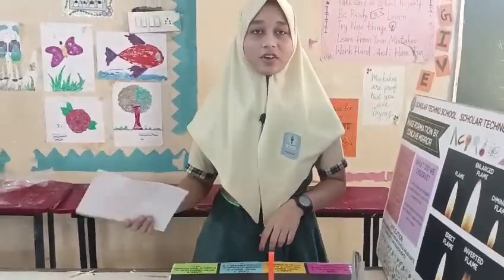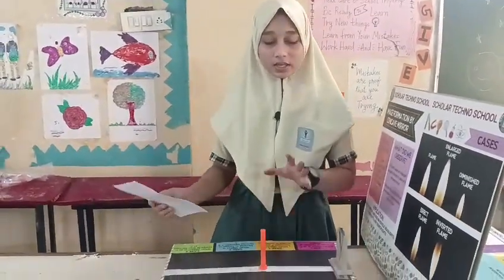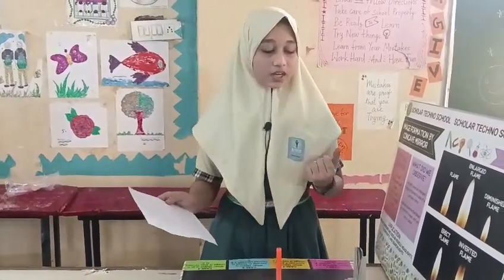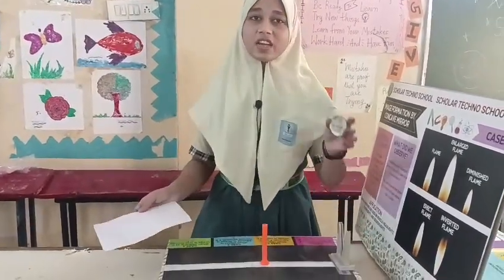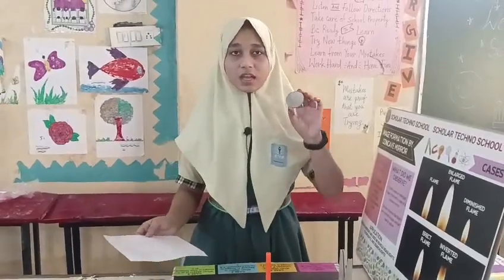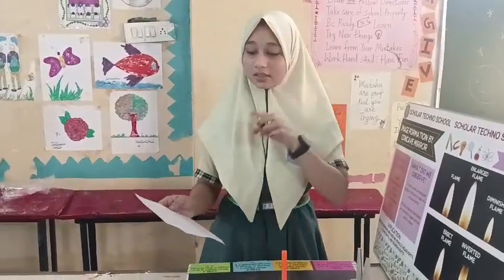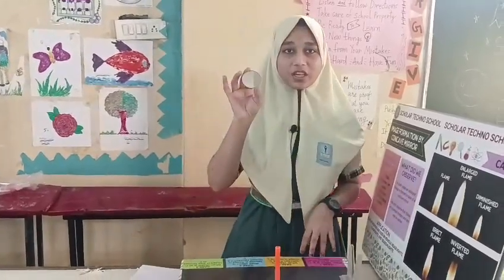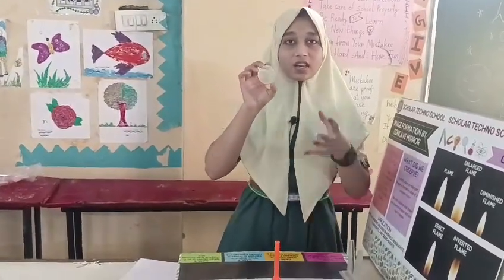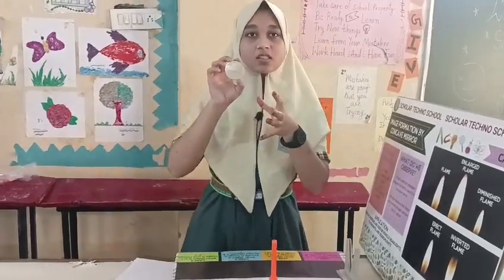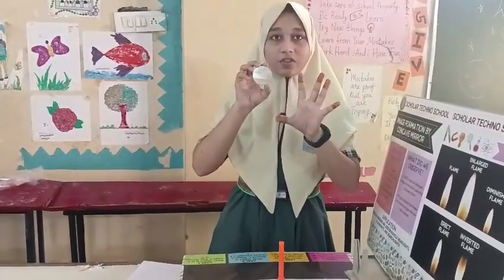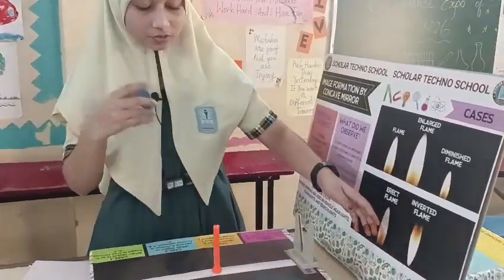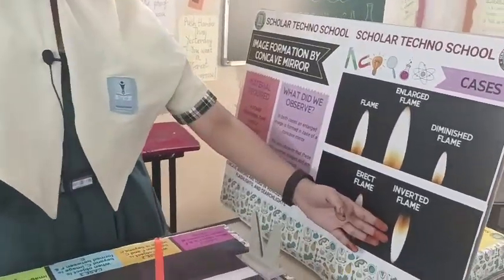In both cases, we have observed that the image forming on the screen was inverted and enlarged. We can conclude that we are able to form an image with the help of a concave mirror on the screen. The specialty of this concave mirror is that the image formed by this mirror will be enlarged and inverted. You can see the image that was forming on the screen was inverted.